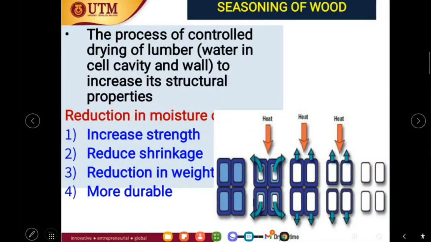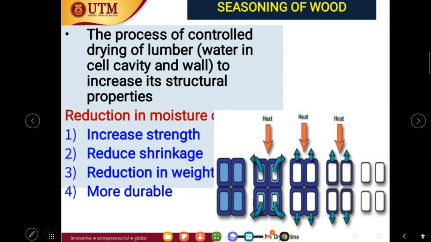So how do we prevent this? The first step is through the seasoning of the wood. What is meant by seasoning of the wood is not that we add some seasoning material to our food. It is not the same. Seasoning of the wood is the process of controlled drying of the lumber. We want to dry out the water inside the wood to increase its structural properties.